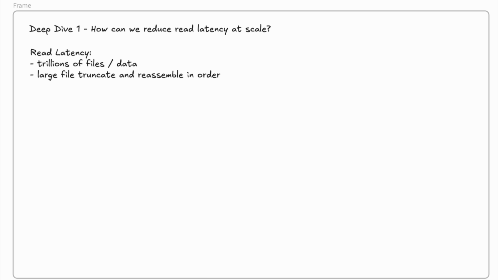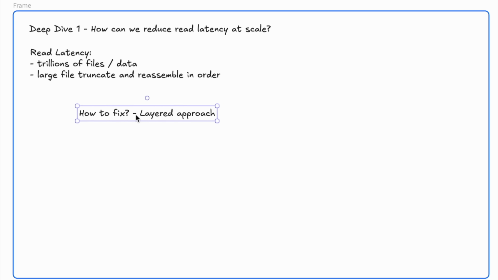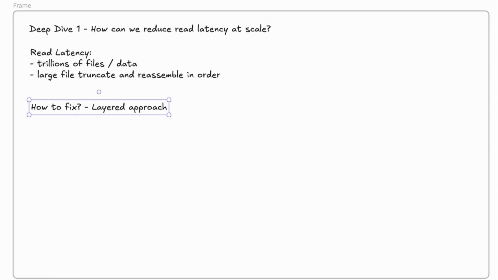These blocks are scattered across the cluster, and if we aren't careful, we end up with high fan-out reads, slow or inconsistent replica responses, and metadata lookups that add expensive delays. A naive design will crumble under this kind of scale. So how do we fix it? The answer lies in a layered approach, a combination of parallelism, replica intelligence, caching, and efficient metadata resolution.